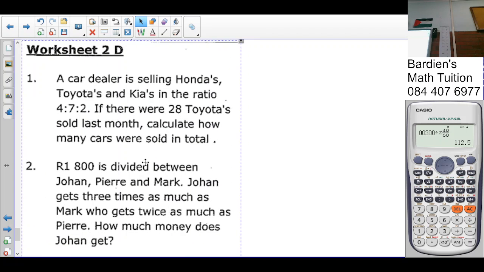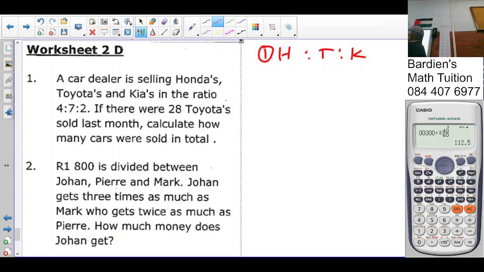So 2D, we are told that a car dealer is selling Hondas, Toyotas and Kias in the ratio 4:7:2. Honda, Toyota, Kia. This part is easier, no? Yes. So Honda is 4, Toyota is 7 and the Kia is 2 in that ratio. So under 20 years, you're getting ahead of me now.